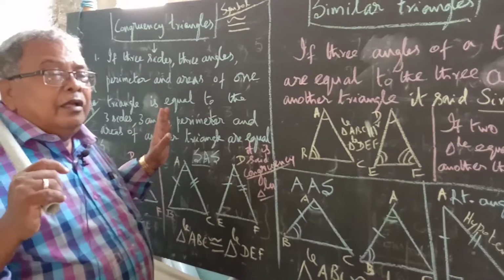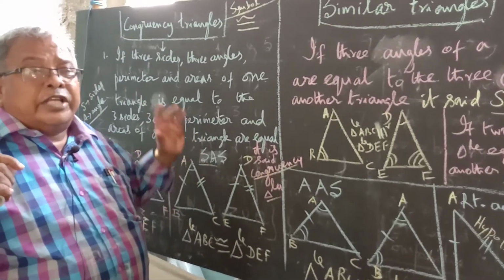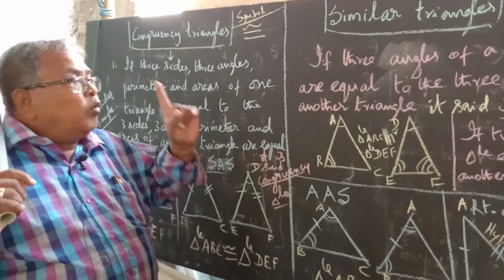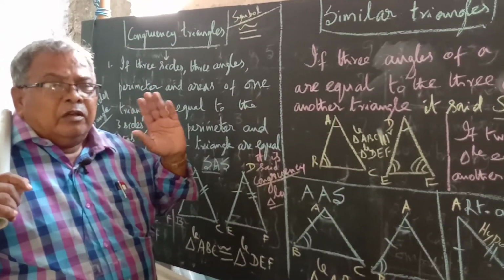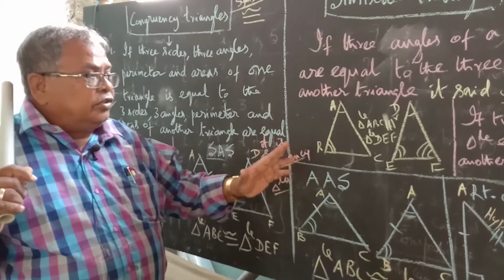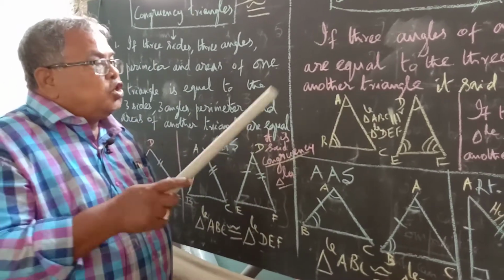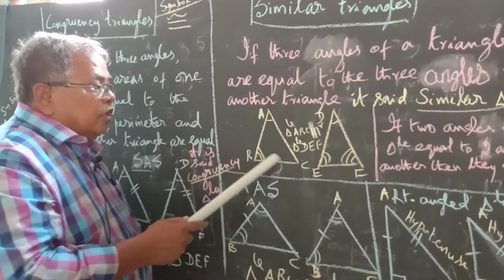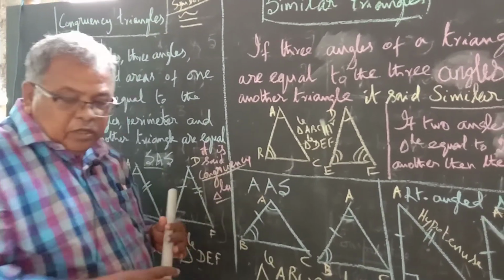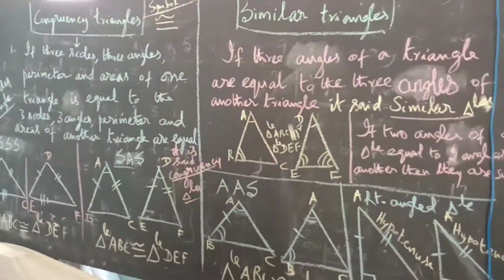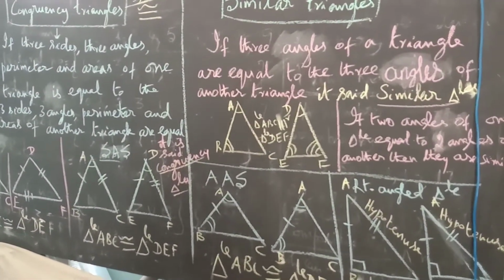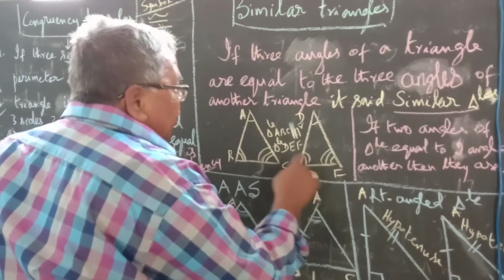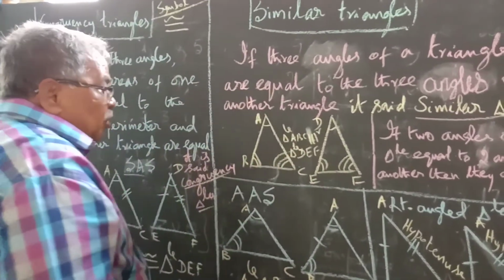But here, in congruency, angles are equal, sides are equal, perimeters are equal, areas are equal. Here, only angles. If the three angles of a triangle are equal to the three angles of another triangle, this angle equal to this angle, and this angle equal to this angle, and the third one also equal, then they are said to be similar triangles.